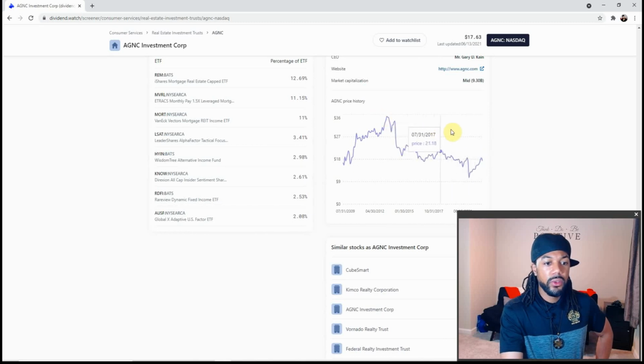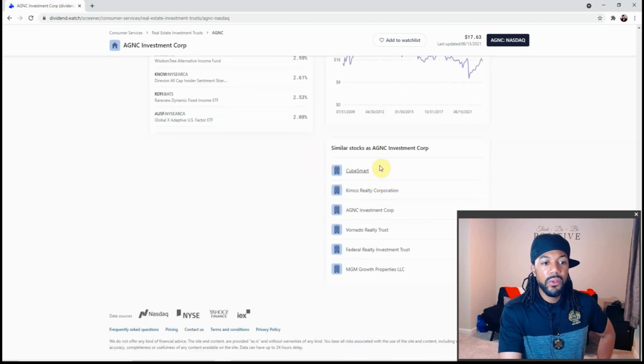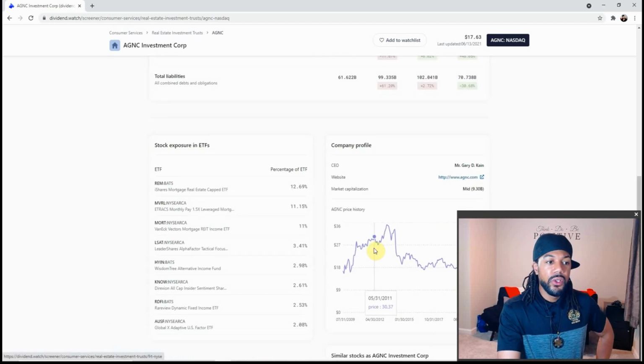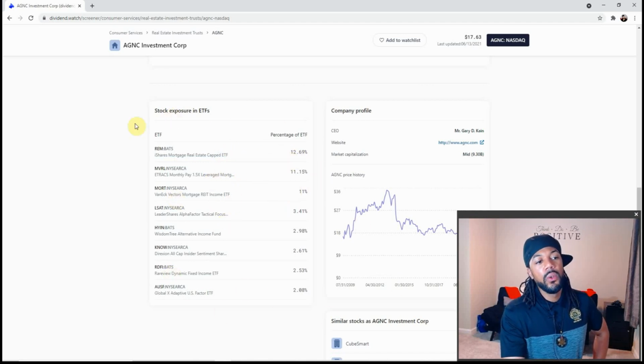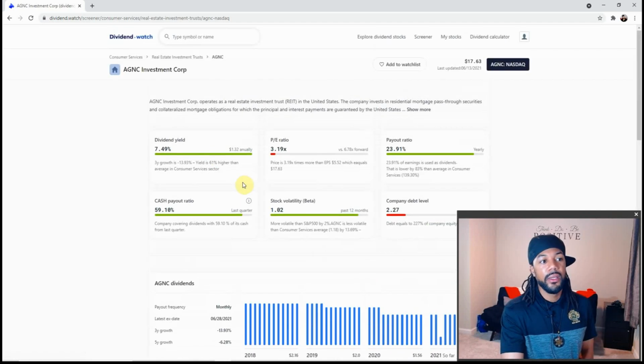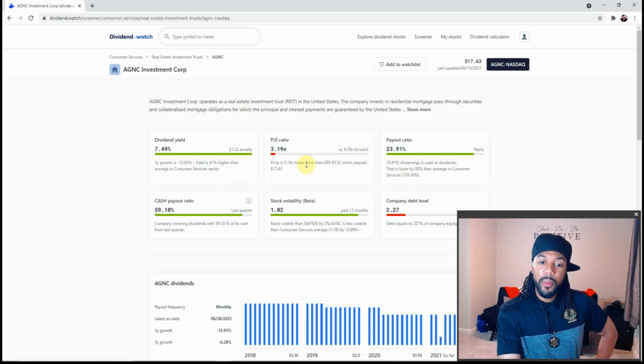All right, its actual chart. Then it even gives you some similar companies right here. And one other thing that is important, it tells you which ETFs hold that stock, which is really important because these are big investors. These are big investors that own a good chunk of it, you know? So it's good to know who owns this company in ETFs. So that is AGNC, but I didn't go with them. So we're going to go back.